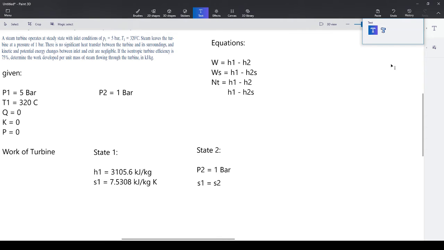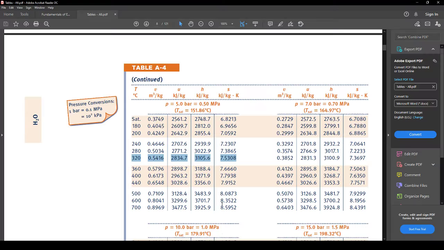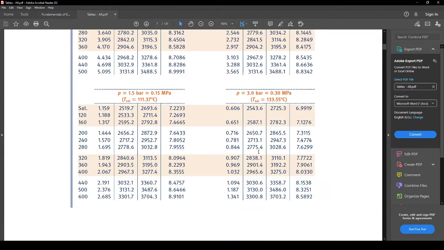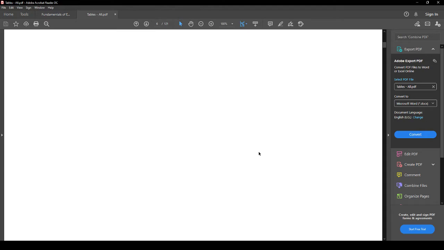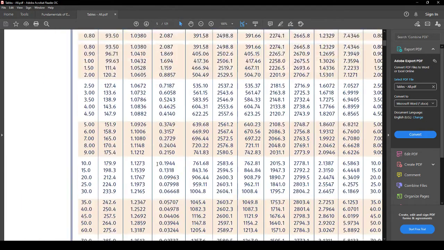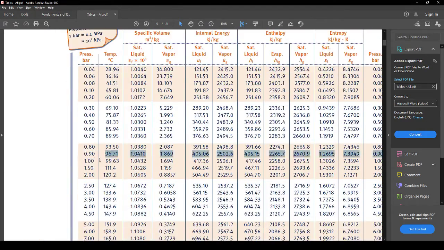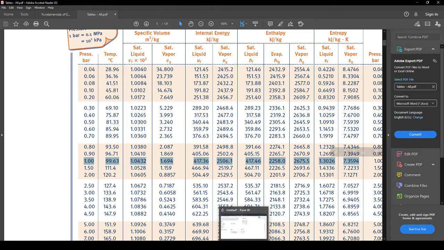Wonderful. So now that we know S1 is equal to S2, what we can do is go to the tables, right? We know it exits at 1 bar. So we go back here and we look at 1 bar and we go check our entropy value. Does our entropy value fit there?